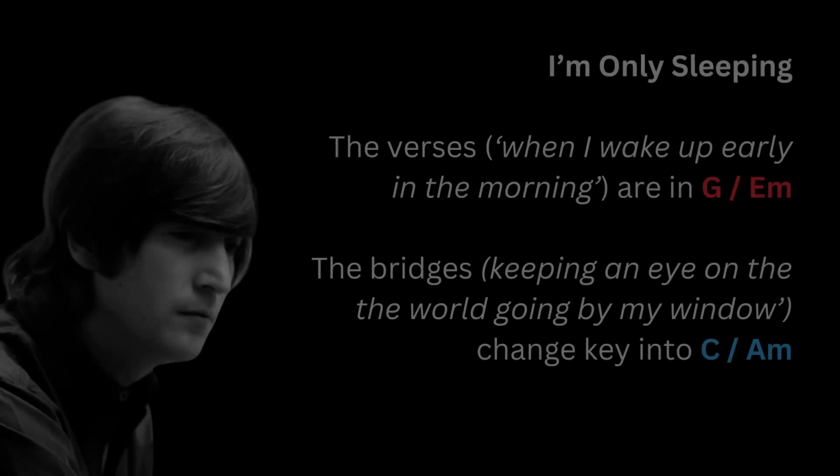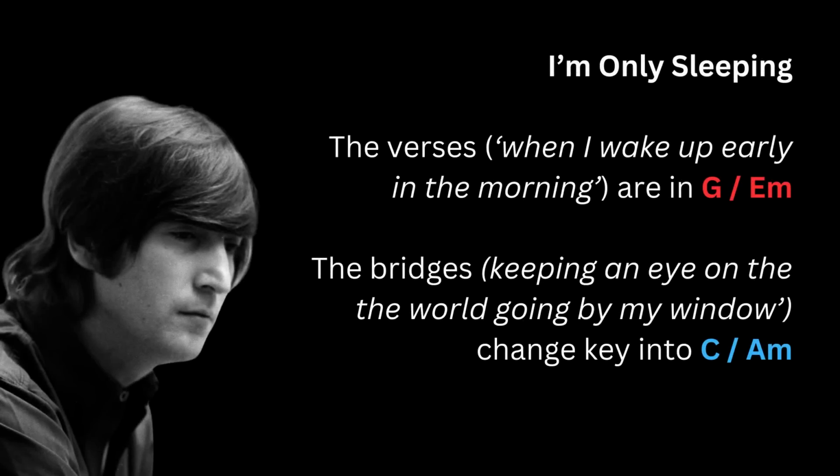In I'm Only Sleeping, when John Lennon sings "Keeping an eye on the world going by my window," we have this brilliant transition from the key of G or E minor to the key of C, also known as A minor.